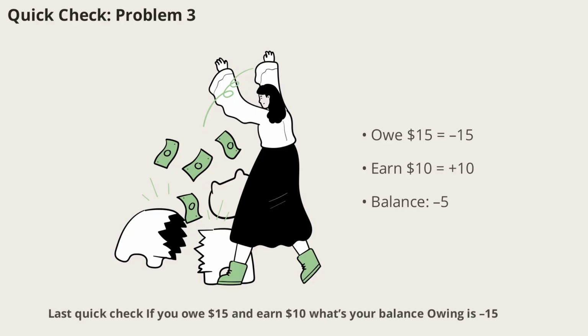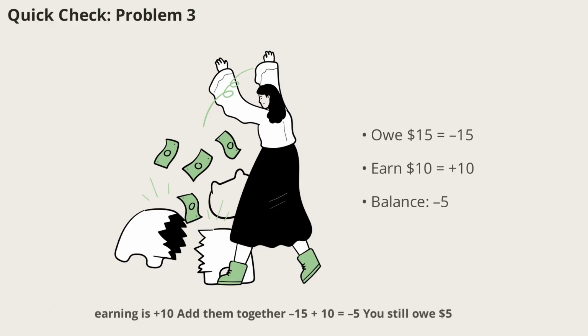Last quick check, if you owe $15 and earn $10, what's your balance? Owing is -15, earning is plus 10. Add them together, -15 plus 10 equals -5, you still owe $5. This example ties together money and integers, making the concept practical and memorable.